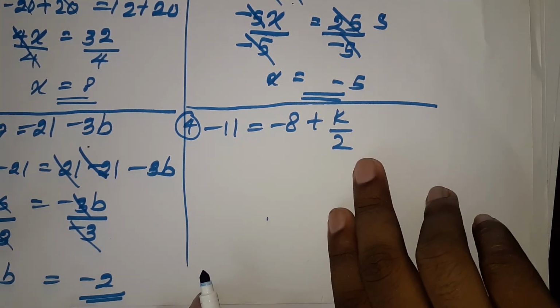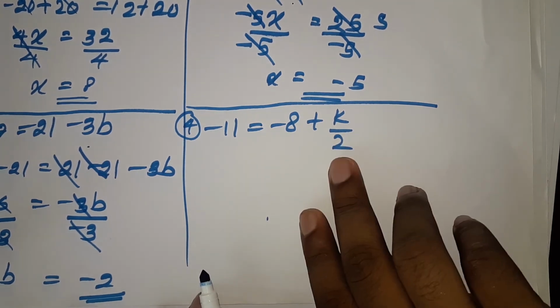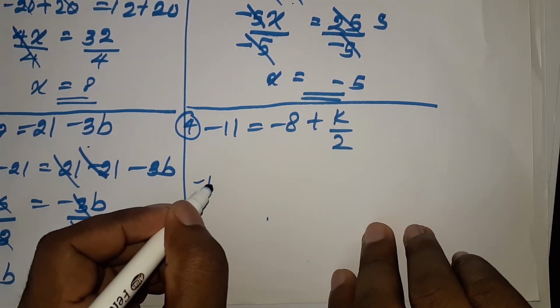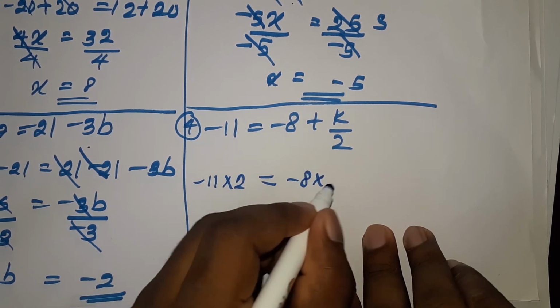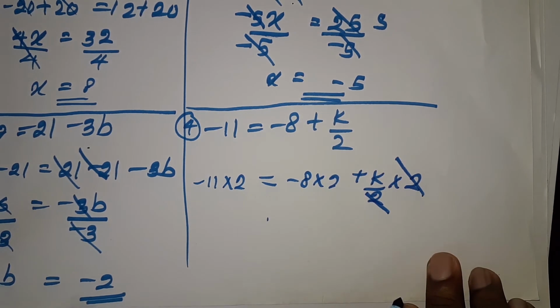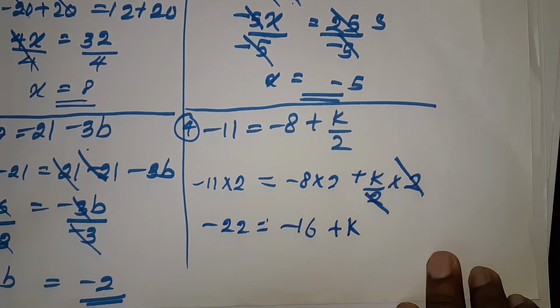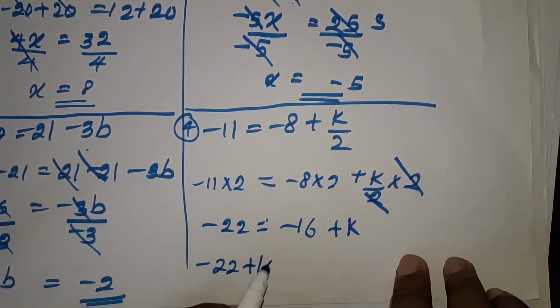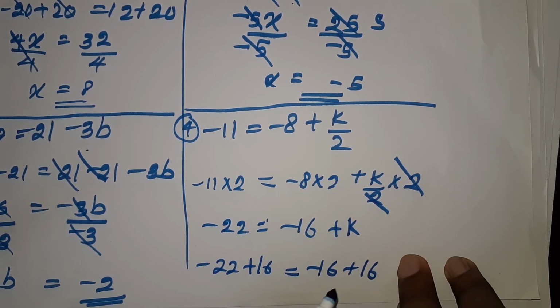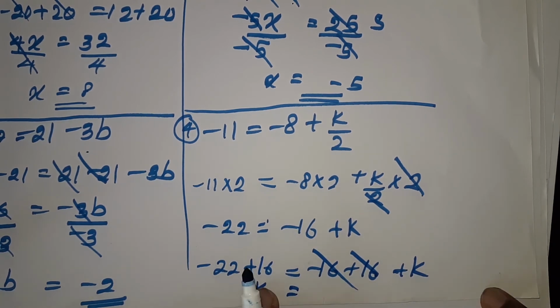To get rid of 2, I simply have to multiply all the variables and constants here by 2. So minus 11 times 2 equals minus 8 times 2 plus k over 2 times 2, which will get rid of the 2 under k, leaving minus 22 equals minus 16 plus k. So it's just a matter of getting rid of the minus 16. So minus 22 plus 16 equals minus 16 plus 16 plus k. So in this case, k equals minus 6.